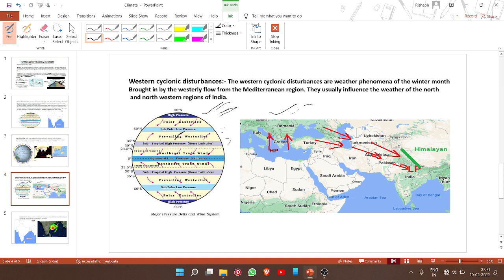These are the westerly winds. The direction of this wind is southwest to northeast. The area of westerly wind is between 35 degree to 60 degree. This area belongs to the region of westerly wind. Okay? 35 degree to 60 degree.